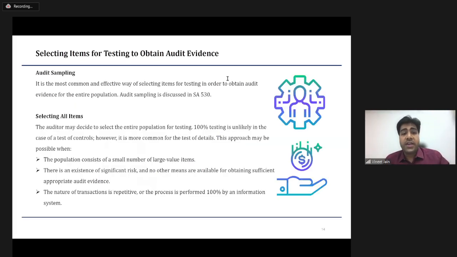So the first one, audit sampling, is the most common and effective way of selecting items for testing in order to obtain audit evidence for the entire population. Though it is discussed in detail in SA 530, I would just like to touch upon that it is one of the most effective ways, wherein the sample selected out of the entire population represents the entire population. So that is why the effectiveness of this particular methodology of selecting items is very high. So audit sampling is one of the most common ways.